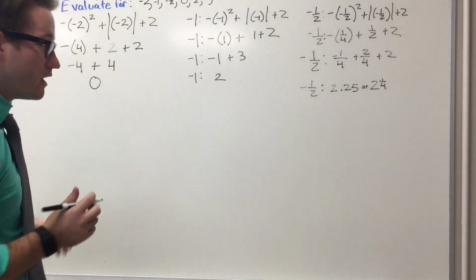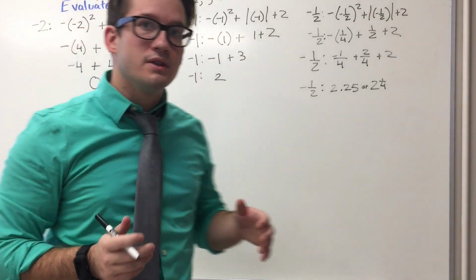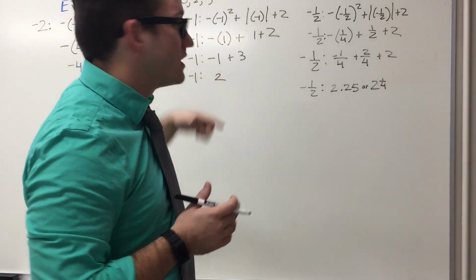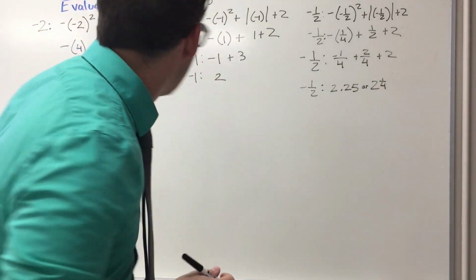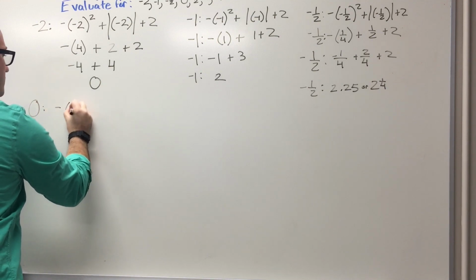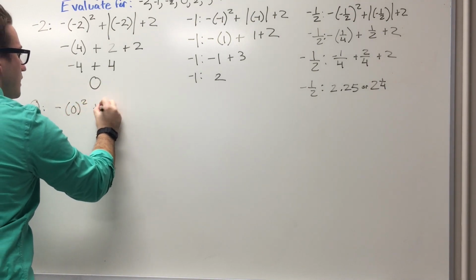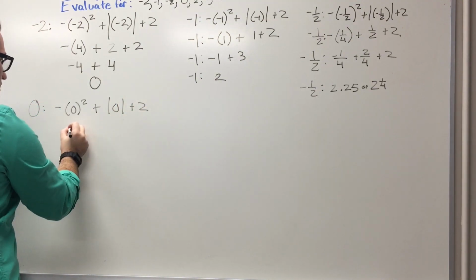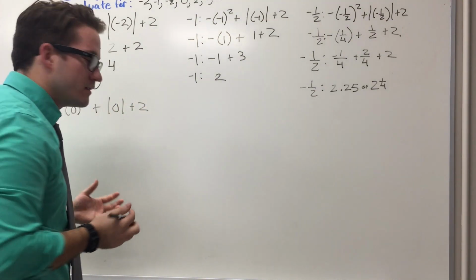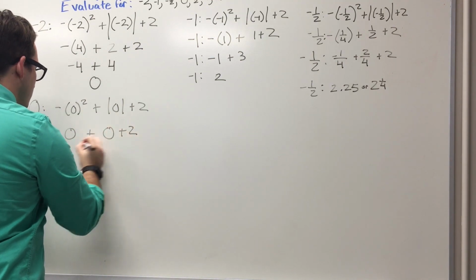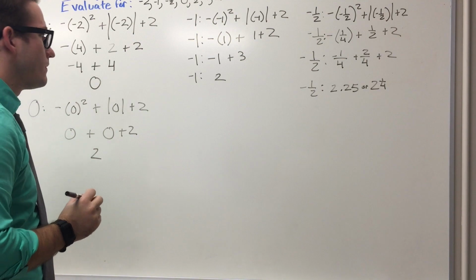Now let's plug in some more values. These ones we don't have to be as careful with. We still should be careful, but these earlier ones were hard to get the signs. Be careful of the signs. We're going to plug in 0. 0 squared. Absolute value 0. 0 squared is just 0, and you can't really take negative 0, so it's 0. Absolute value is 0. This is just 2.